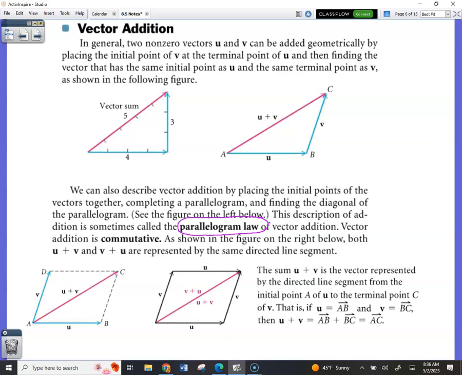Just a real quick refresher, a parallelogram is like a rectangle that has been pushed. Opposite sides are equal, and opposite angles are equal. And consecutive angles are supplementary. So that's stuff from geometry. When it comes up, I'll say, hey, remember this, and we'll write it down.